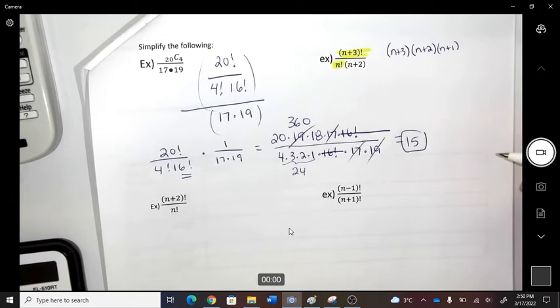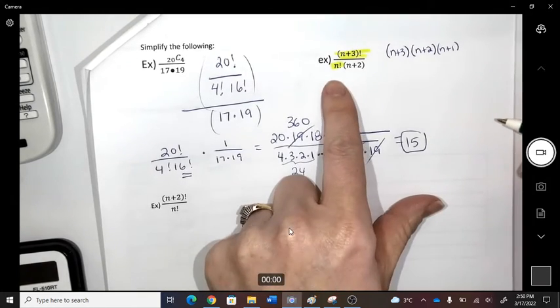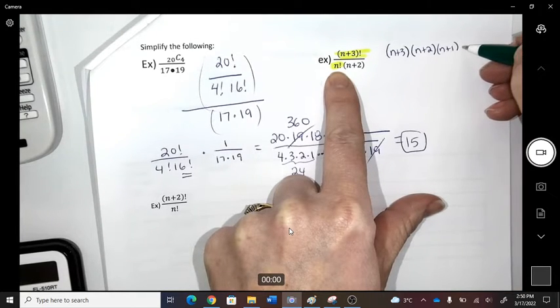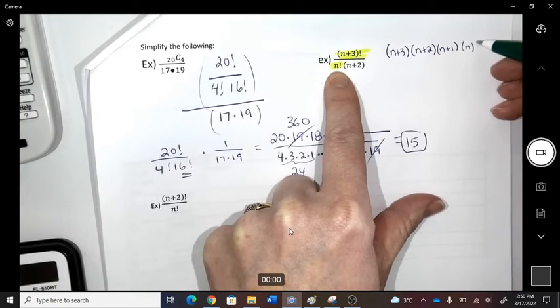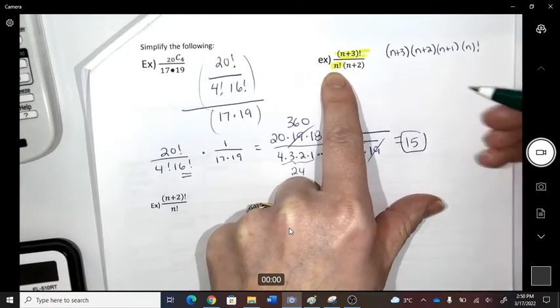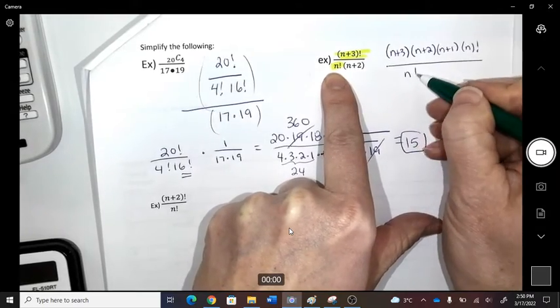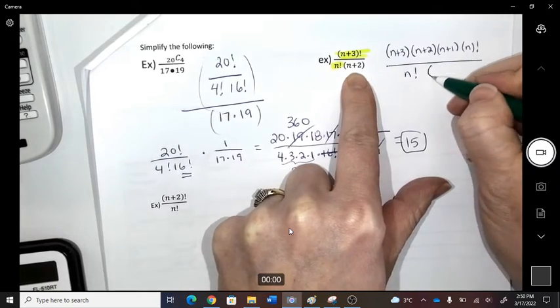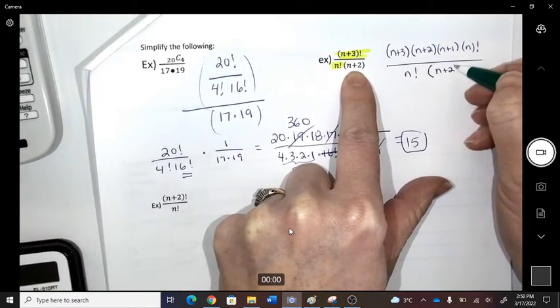Do you see your stopping point? Do I have to keep going? I have one more to keep going. The next is N. And then I'm just going to say it just keeps going, going, going. Okay? Because that is why I stopped. And I still just have a regular N plus 2.